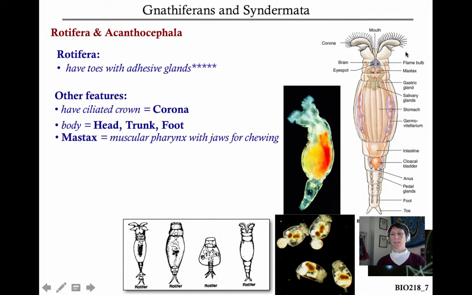These guys are characterized by having a muscular mastax. So basically, and we talked about this unique cuticular microstructure to the jaws, so now they actually have an organ that allows them to physically start breaking down their food before they ingest it. This is a major innovation.